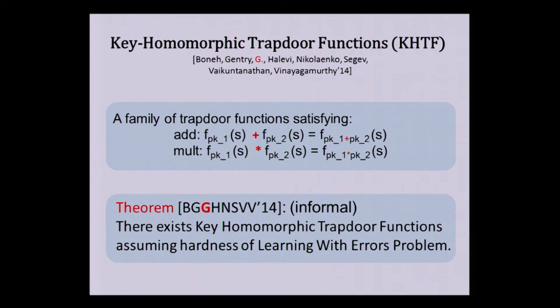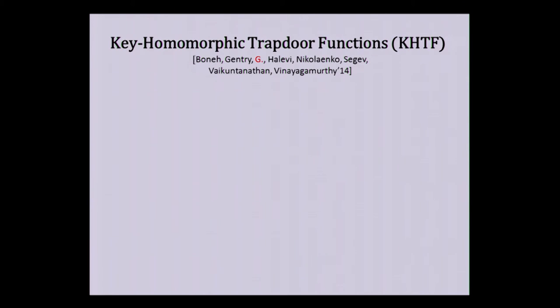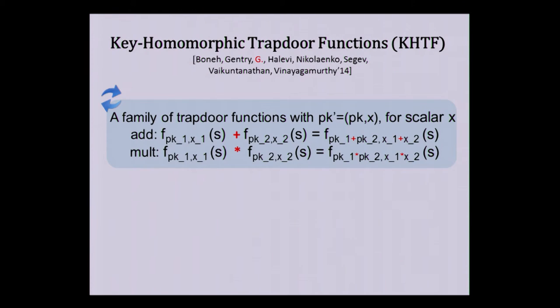So we know that we can construct this key homomorphic trapdoor functions assuming hardness of the learning with errors problem. Now, before I tell you how to use this primitive a little bit, let me modify it slightly to help me. So let me say that this is a family of trapdoor functions parameterized by the public key that consists of two components, a public key followed by some scalar x.